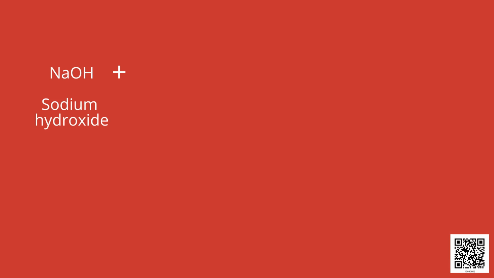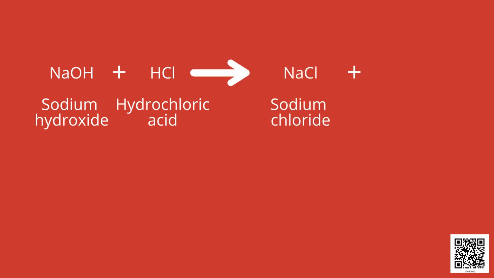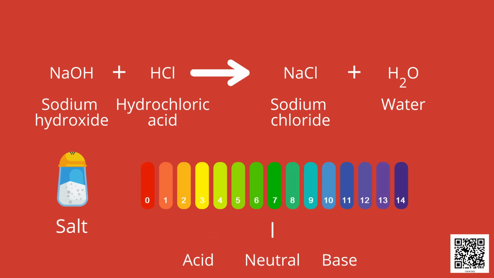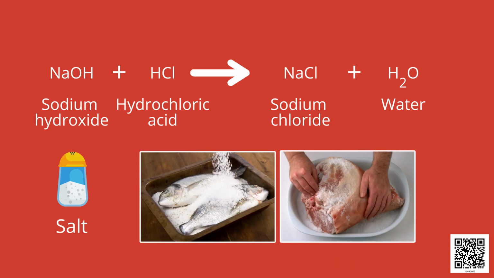NaOH, that is sodium hydroxide, plus HCl, that is hydrochloric acid, gives NaCl, sodium chloride, plus H2O, that is water. This reaction shows how sodium chloride, also called common salt, is prepared from sodium hydroxide and hydrochloric acid. This is a neutral salt with pH value 7. Common salt is also used as a preservative for food items.